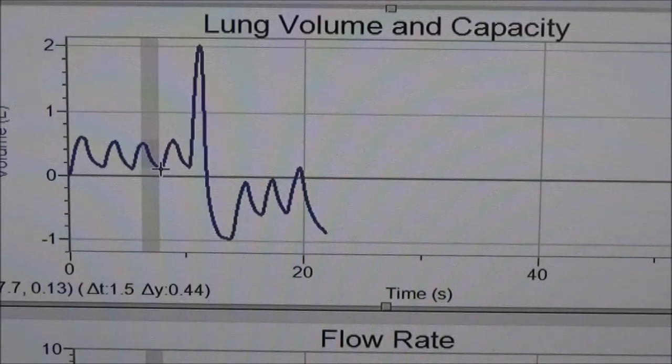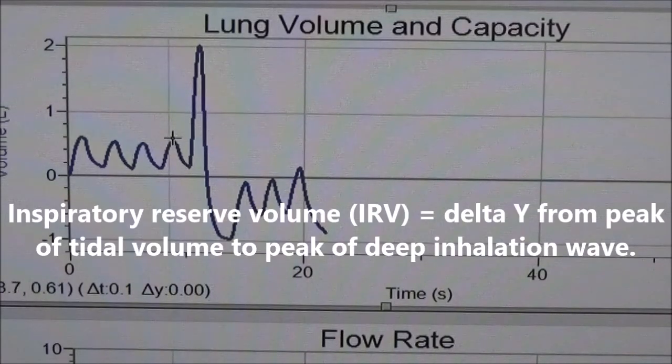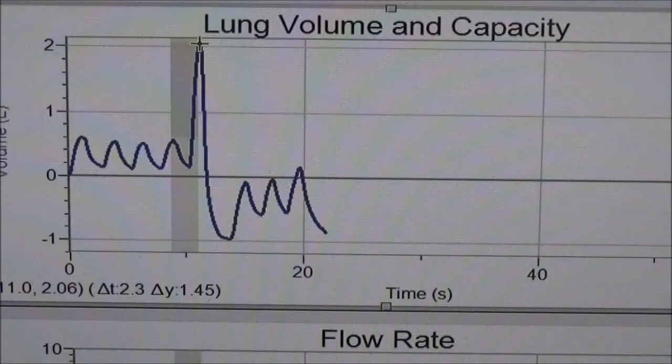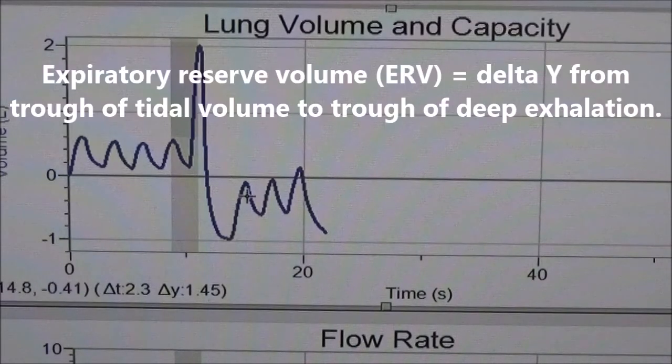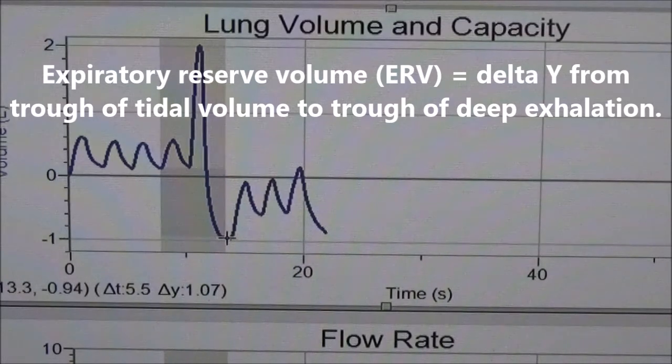Okay, now to find my inspiratory reserve, I'm going to put my cursor at the top of one of my tidal inhalations. I'm going to drag it to the top of that big inhalation. I'm going to look at the delta Y again. Okay, good. Now to get my expiratory reserve, I'm going to go from the base of one of my tidal volumes to the base of that big one right there and look at my delta Y.